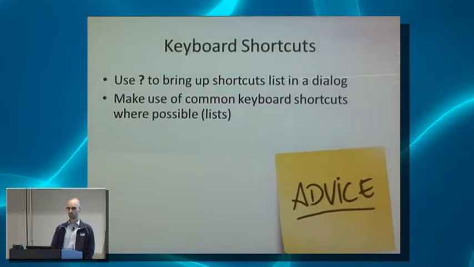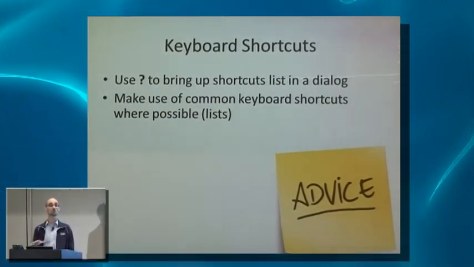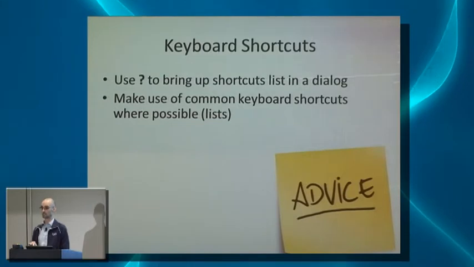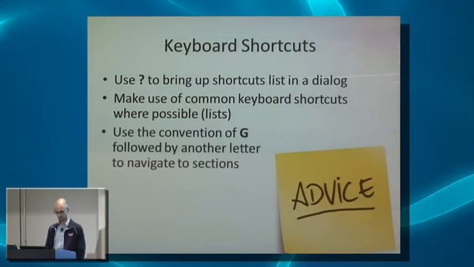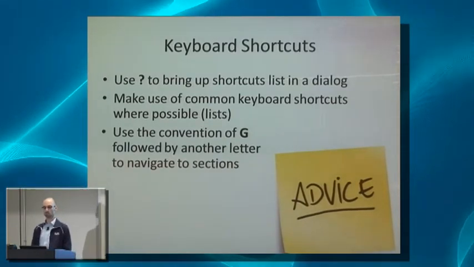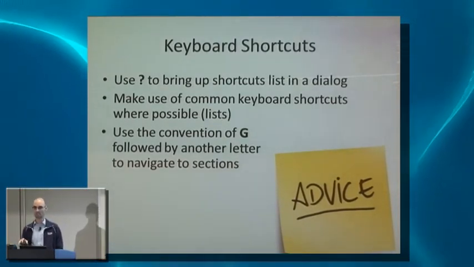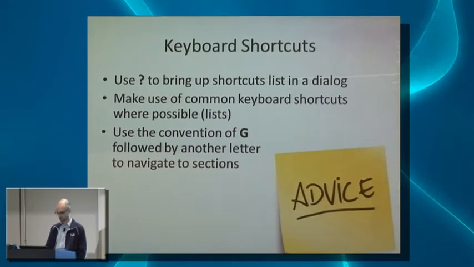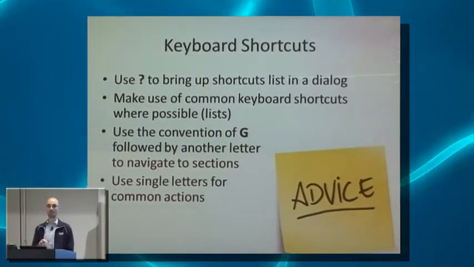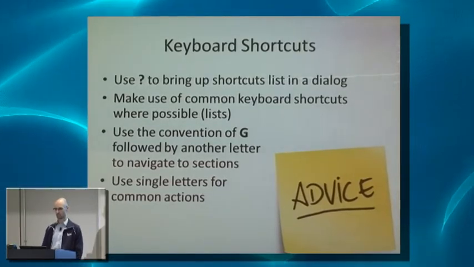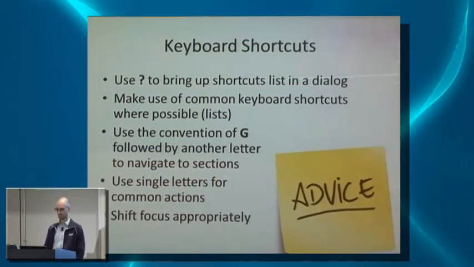Make use of the common keyboard shortcuts where possible, especially as you're navigating through lists. J and K, my two favorite keys on the keyboard. Use the convention of G followed by another letter to navigate to different sections. It's really cool. And you can use single letters for common actions. I'll show you some examples of that too in a second.